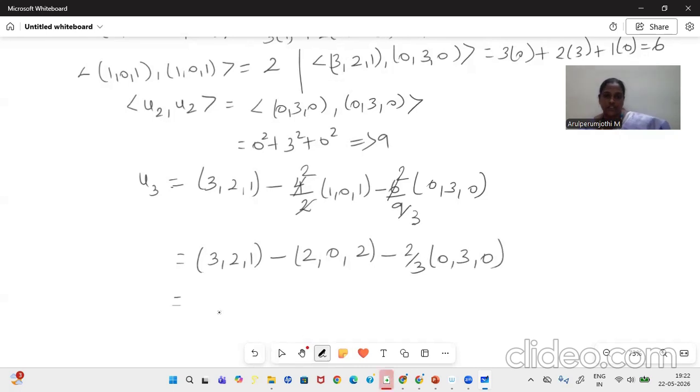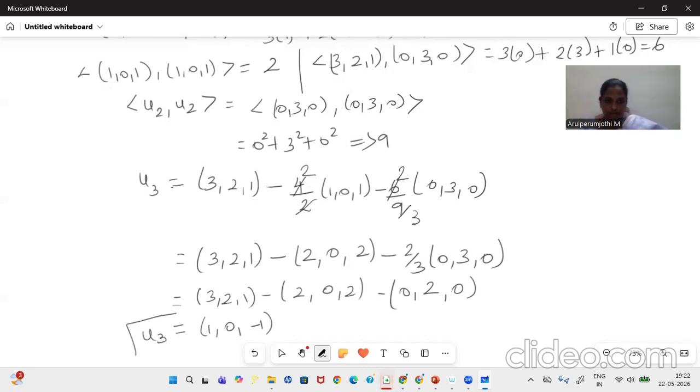Since it is a fraction, multiply by 3. The numerator 3 and denominator 3 will get cancelled. So the answer becomes (0, 2, 0). Now you subtract each term. So the answer is (1, 0, -1). So this is your u3.